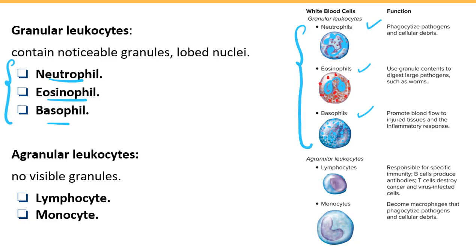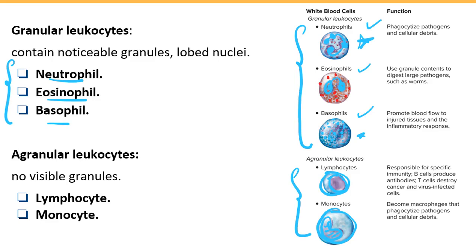And then agranulocytes, we have lymphocyte, which is a small white blood cell with a large round nucleus and a rim of cytoplasm. And the monocyte, which is the largest leukocyte, and they have a bean-shaped or kidney-shaped nucleus. Okay, so we have neutrophil, which is the most abundant leukocyte in our blood, and basophil, which is the least one.